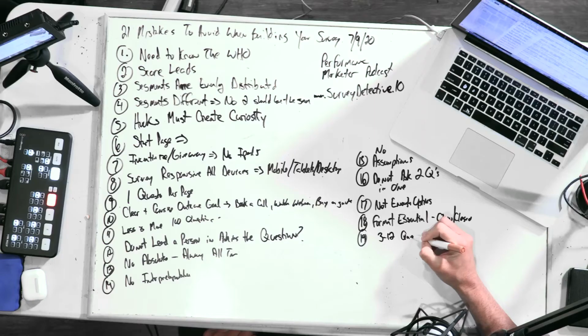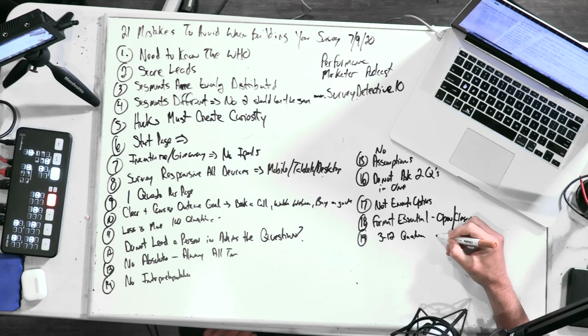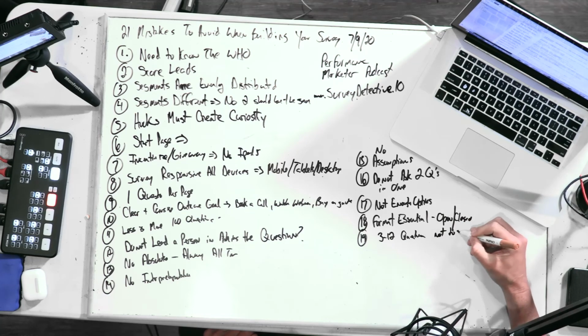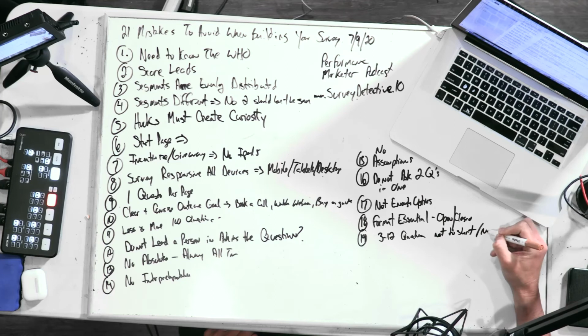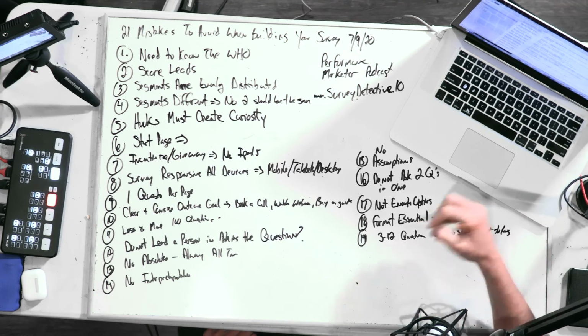Number 19, you don't want to have more than 3 to 12 questions. Not too short, not too long. It's usually around that range, between 3 and 12. You don't want to overwhelm them, but you also don't want to ask so few questions that if you're going to give somebody a result, they're going to think, all right, this is baloney. Like, how do you even come to that result when you ask me 2 questions? You know what I mean?